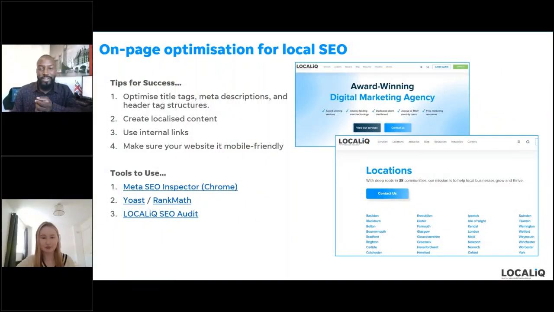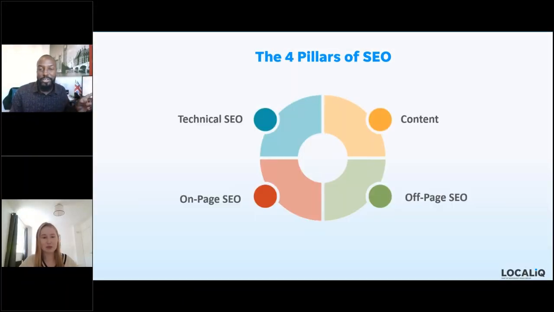Good shout there, Natasha. And someone said I went past that first slide too quickly. But this here, when we talk about SEO, there are 4 pillars of SEO: technical SEO, content, on-page, and off-page SEO.